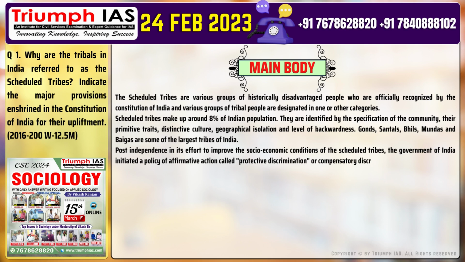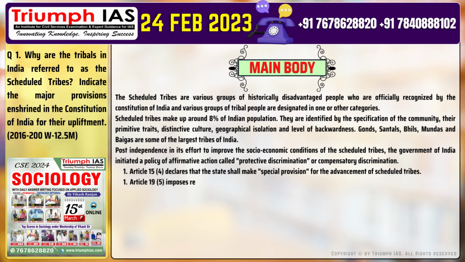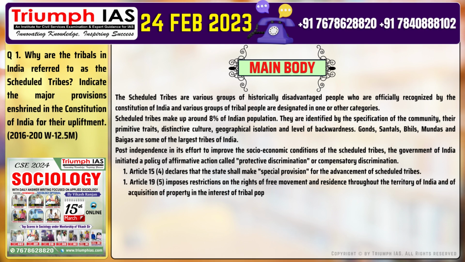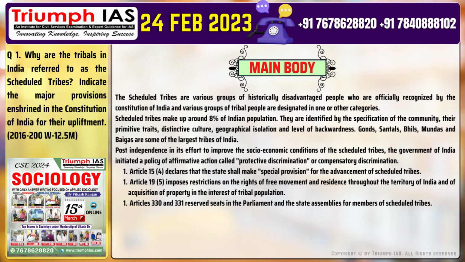Number 1. Article 15 declares that the state shall make special provision for the advancement of scheduled tribes. Number 2. Article 19 imposes restrictions on the rights of free movement and residence throughout the territory of India and of acquisition of property in the interest of the tribal population. Number 3. Articles 330 and 332 reserve seats in the Parliament and the state assemblies for members of scheduled tribes.